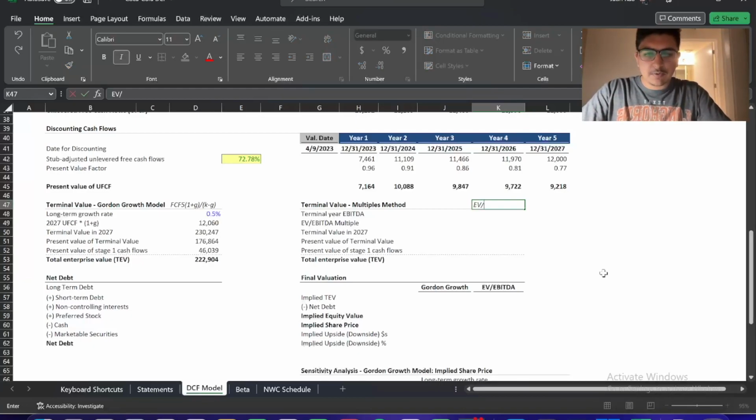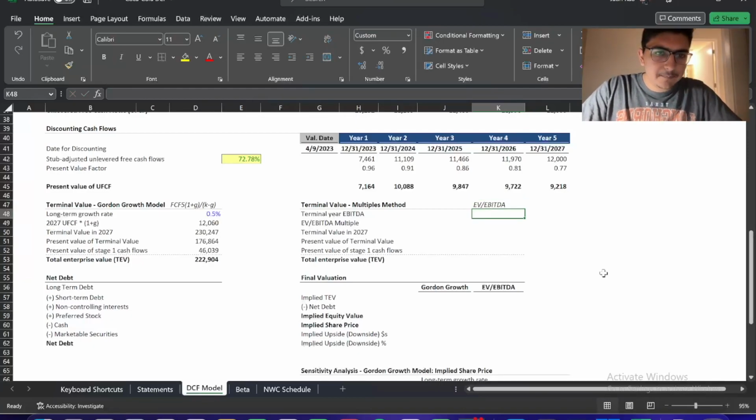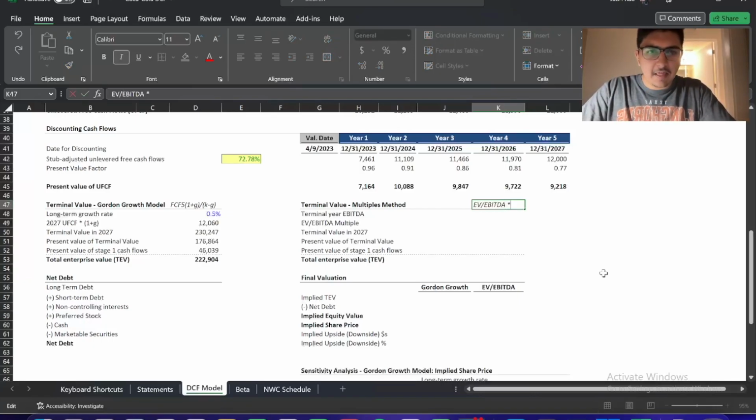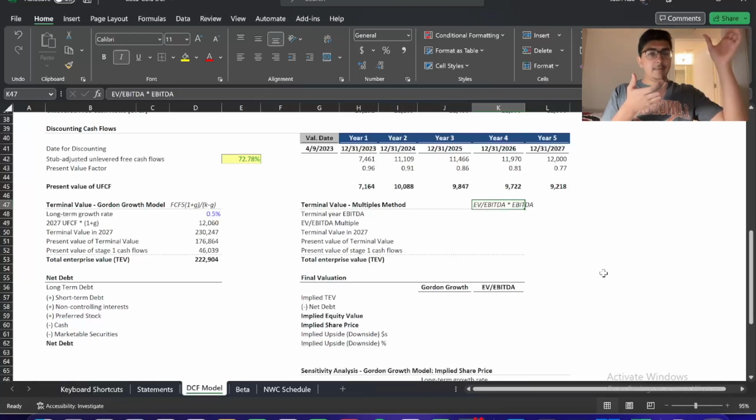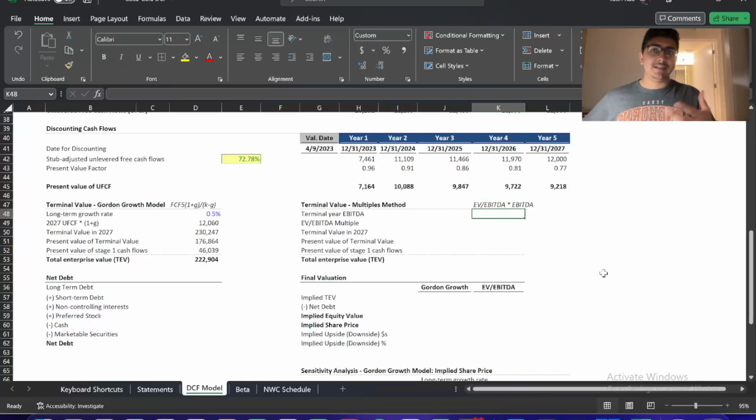Again, it's a little bit weird, but think about it like this. If you have an EV to EBITDA multiple, and you multiply that by an EBITDA value, what are you getting in the end? You're getting EV, because the EBITDA in the numerator and the EBITDA in the denominator cancel out. So you're getting an estimate of enterprise value. That estimate of enterprise value is the terminal value. And then we can discount that to make it the present value of that terminal value. And then we can add that to the present value of our stage 1 cash flows to get our total enterprise value. Hopefully that makes sense a little bit.